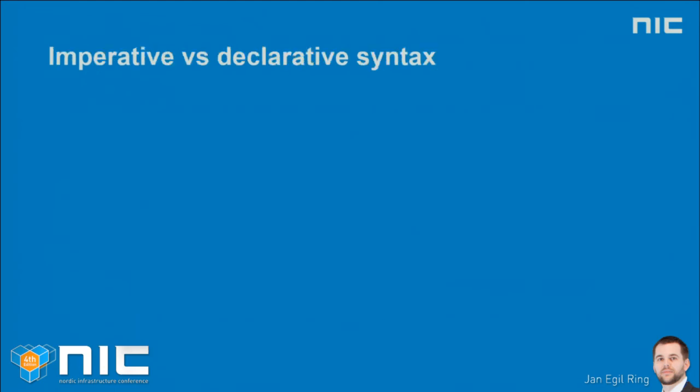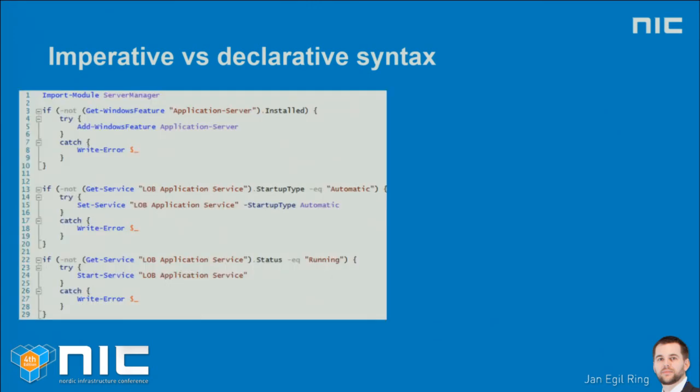So let's look more into the declarative syntax. The best way to describe it is to look at both the old way and the new way, which is kind of imperative, which is what we used to do when we do traditional scripting, that we, for instance, check if a Windows feature or a server role is installed. If it's not installed, we will install it.